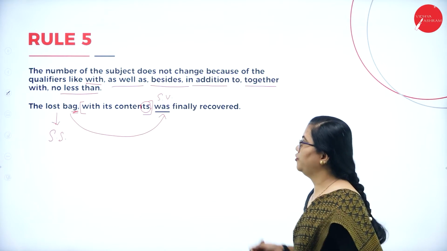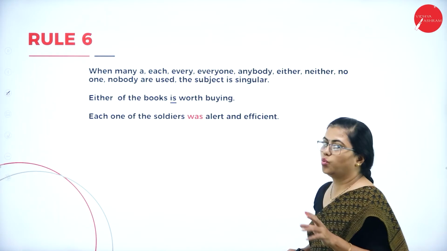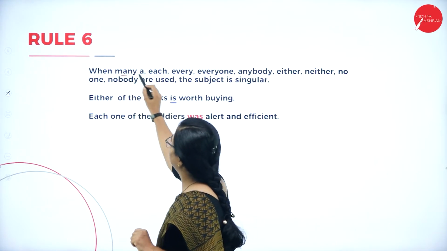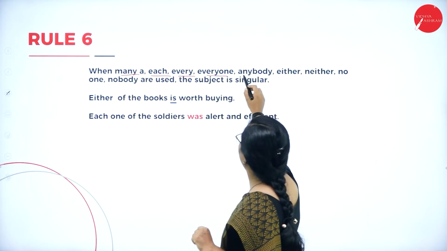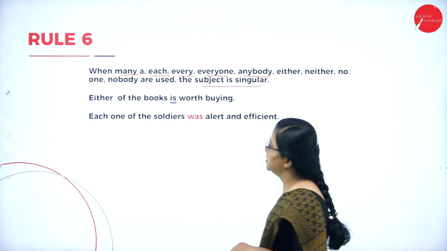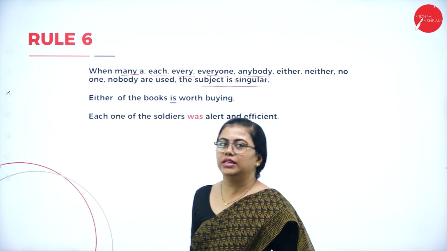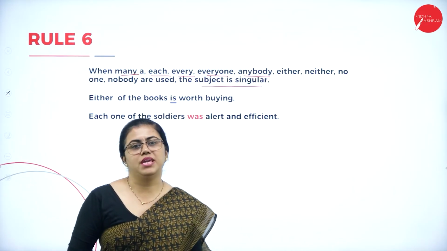Okay, so that way you have to be very careful. Now we'll go to rule number 6. Words like many, each, every, everyone, anybody are all to be treated as singular subjects. Whenever you say everyone, each one, either, all these, the subject will be singular.